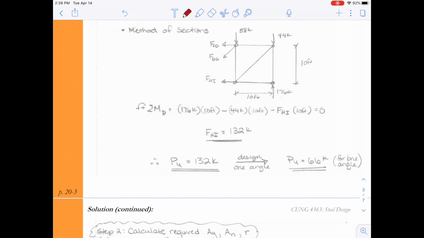Because this member will be a double angle, then each angle has to hold half of this load, or 66 kips. So I find it easier to just look at one angle at a time and design that single angle member for half the required design load.